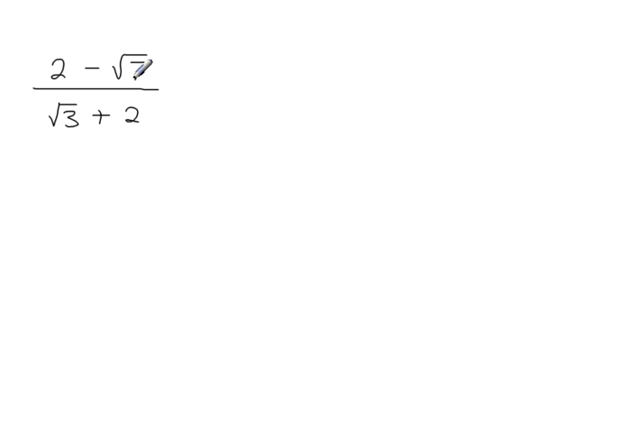Here we have a fraction that has surds in both the numerator and the denominator. So I need to multiply by something that's equal to 1. So the top and the bottom must be the same. So start off by looking at the denominator. We've got two terms, which means I'm going to use the difference of two squares. So I'm going to multiply by root 3 minus 2. Same terms, opposite signs. So the top must be the same as the bottom here.